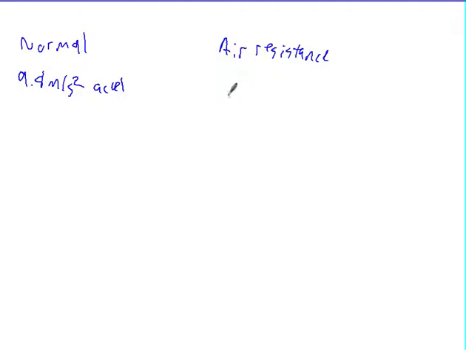Number 40 shuts down. All right, so the acceleration of a skydiver. In normal conditions, what's acceleration? Meters per second squared. Let's say it has air resistance. How much air resistance? 1/2 of gravity.